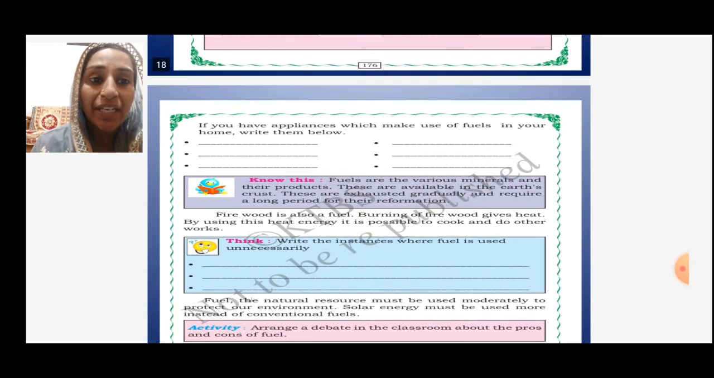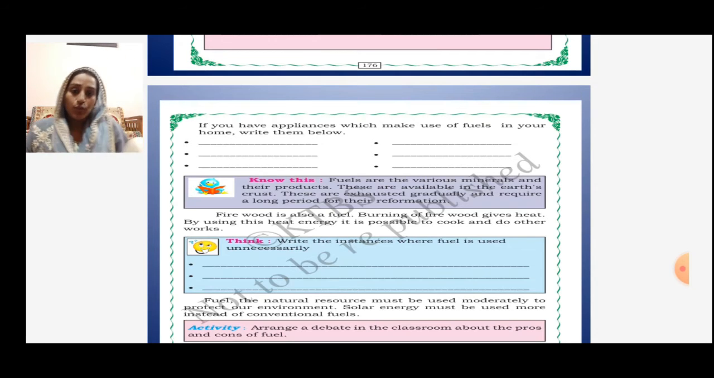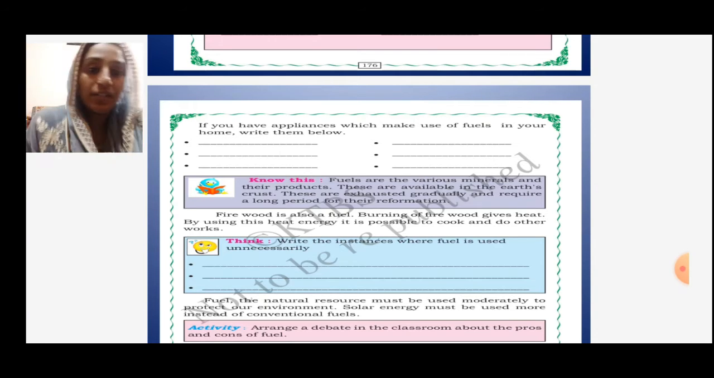If you have appliances which make use of fuels in your home, write them. You have many appliances, that is LPG gas in your home. Your motorbike uses petrol. All these are the things that you use with the help of fuel energy.